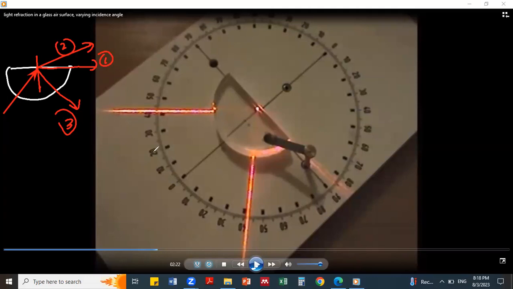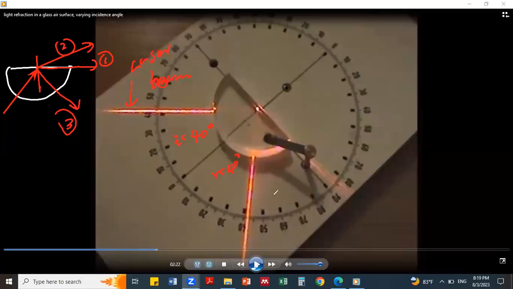Here 0, 10, 20, 30. It's around 40, no? It's around 40. I don't know whether it's a plastic or glass one. Then the angle of reflection, this one, 40 degrees. This side also, what is the angle? This is a laser beam. R also 40. Yes, very good. R also 40. I also 40.